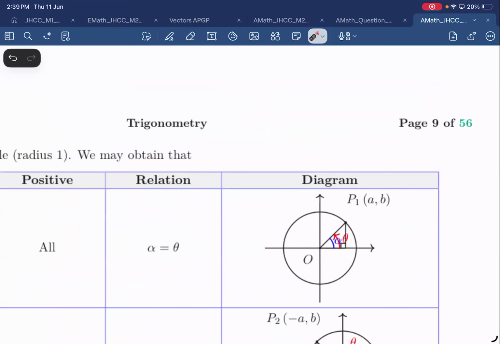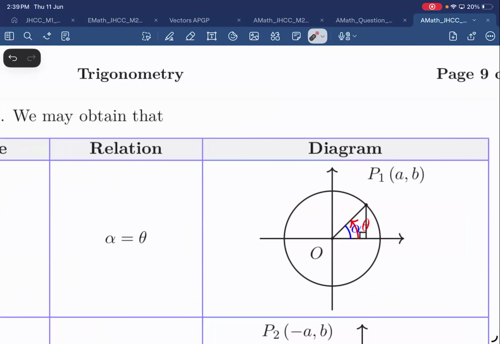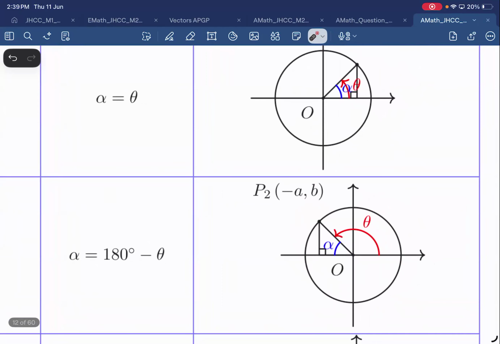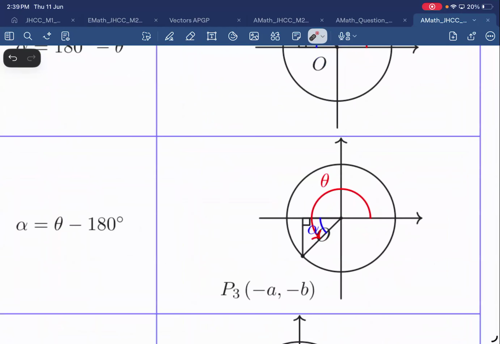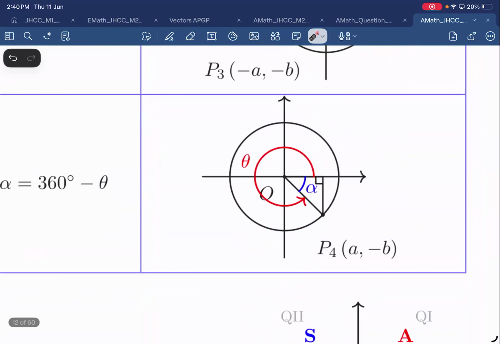If the angle is in the first quadrant, then the reference angle is exactly equal to the angle itself. It's overlapping, but theta and alpha are exactly the same. What if it's in the second quadrant? The alpha is here, and alpha is 180 degrees minus theta. If theta is in the third quadrant, then the reference angle is theta minus 180 degrees. And for the fourth quadrant, we need 360 degrees minus theta. You get this angle here.